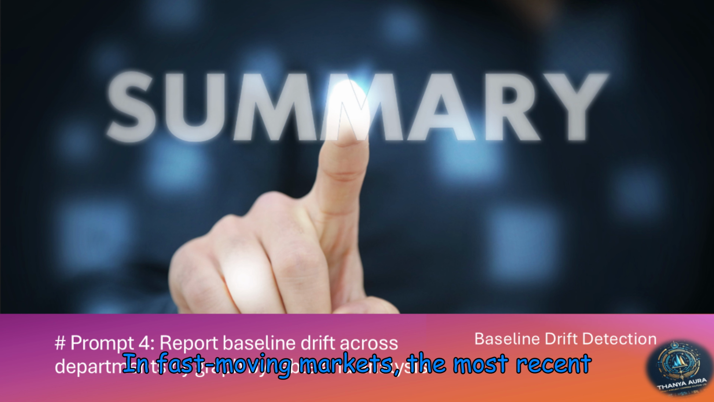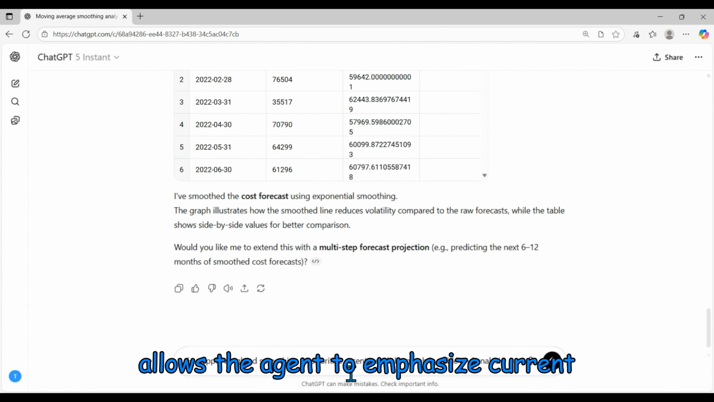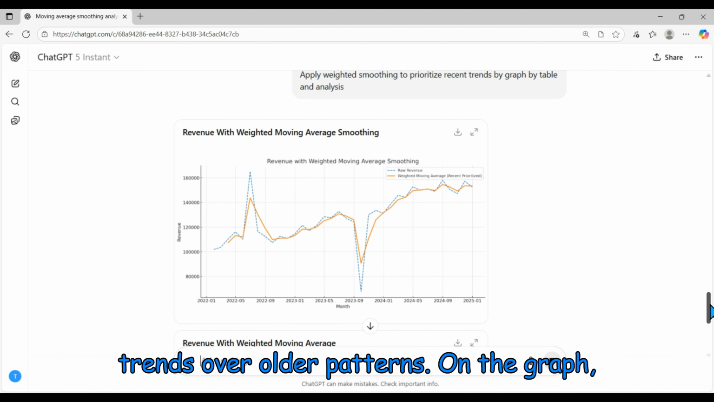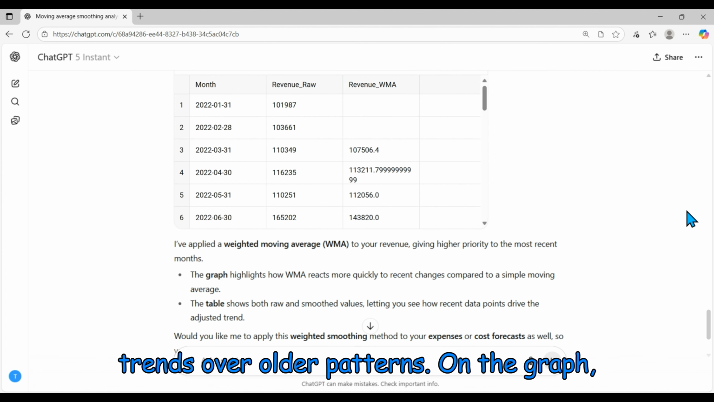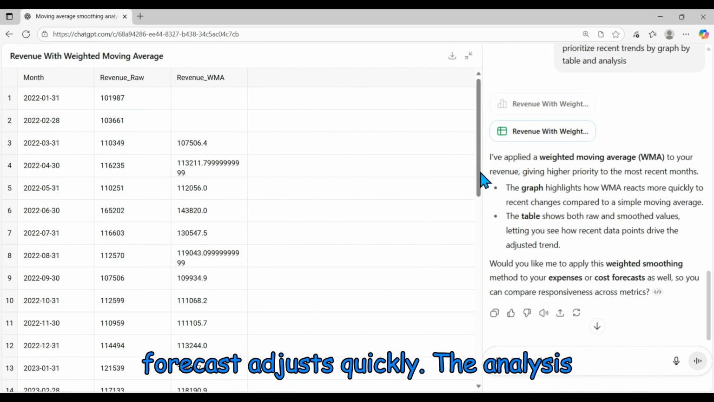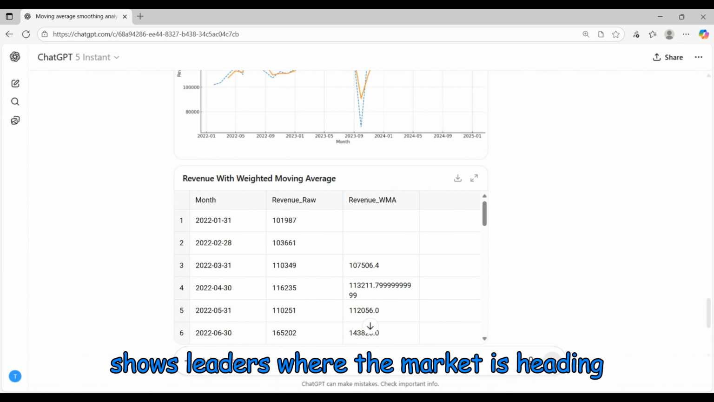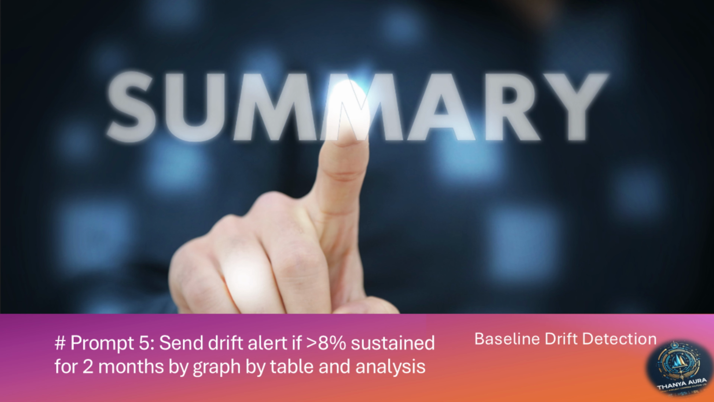In fast-moving markets, the most recent data matters most. Weighted smoothing allows the agent to emphasize current trends over older patterns. On the graph, the recent shift stands out, while the table highlights how the smoothed forecast adjusts quickly. The analysis shows leaders where the market is heading now, not just where it's been.